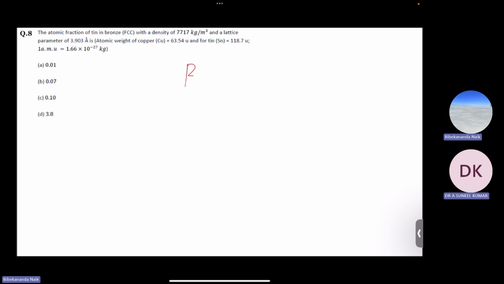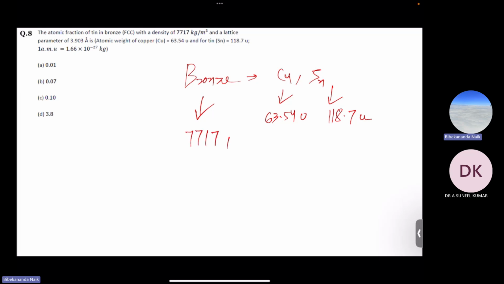In bronze there is copper and there is tin. The atomic weight of copper is 63.54 amu and the atomic weight of tin is 118.7 amu. The density of bronze is given as 7717 kg per meter cube and the lattice parameter a is 3.903 angstrom.